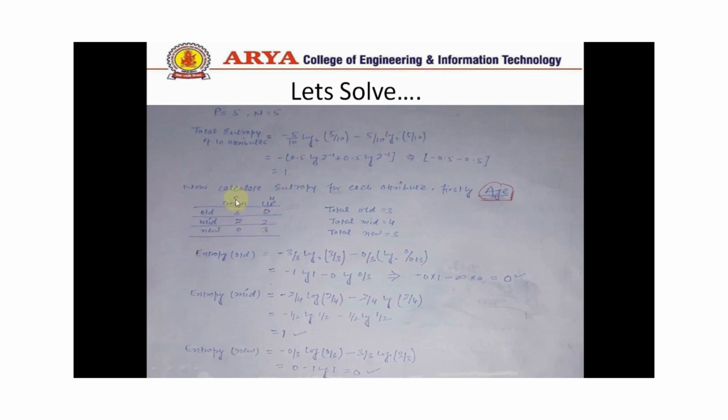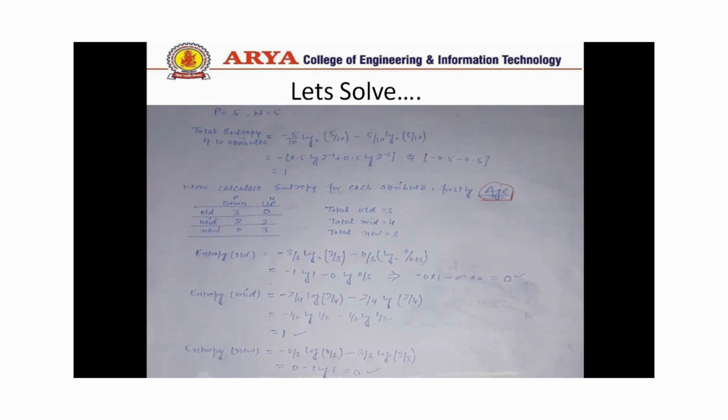So we segregate the data into old, mid, new. Here you can see old, mid, new. For old we have 3 down and 0 up. In the case of mid we have 2 down, 2 up. In the case of new we have 0 down and 3 up. So total old are 3, total mid are 4 and total new are 3.